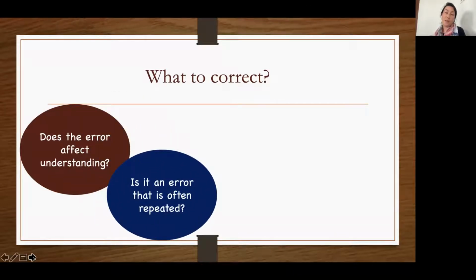Also, if the error is often repeated. So if you look at their essay and you notice that every time they try to use a relative clause or an adjective clause, they mess it up, then that's something I would underline or indicate and maybe even talk to them about, because they're not just doing it by accident. They're not just doing it because they're moving too quickly. It's something that they're showing me that they don't understand how to do.